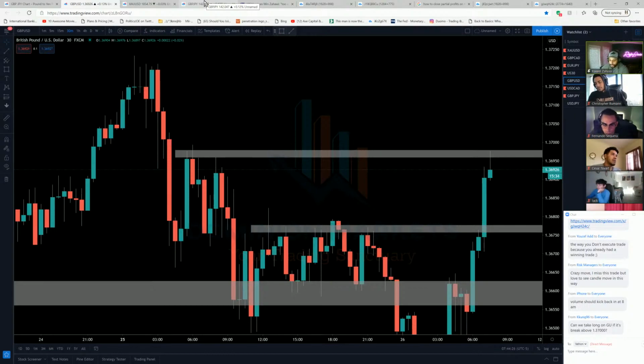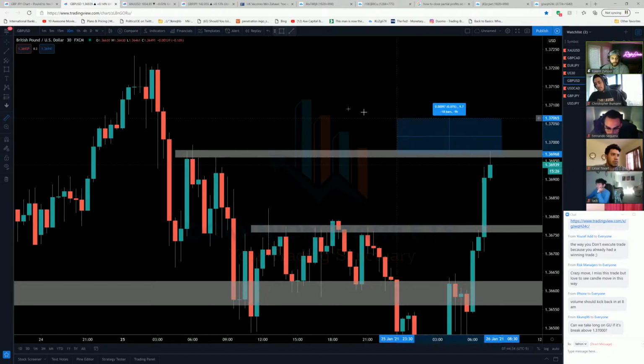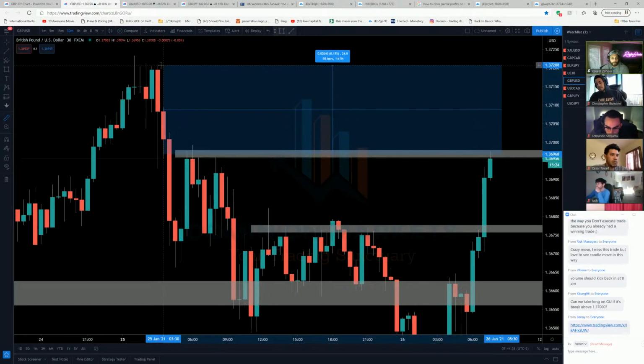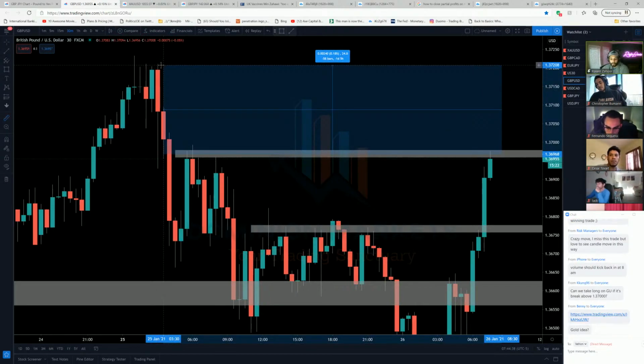Can we take a long on GU if it breaks above 1.377? Yes, that would make sense. Because if you break above this area, then it'll make sense because you have all this range to the left hand side. It's like a 24 pip range for price to continue up.